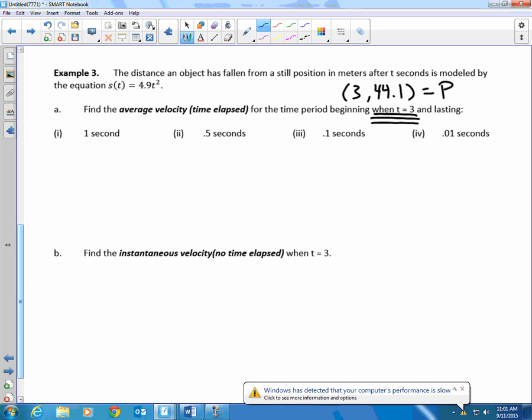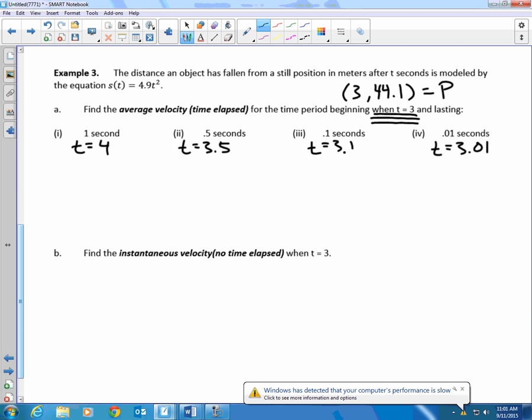Now, if it's at time equals 3 and lasting 1 second, so it's fallen for an additional 1 second, what would be the actual time that we would plug in? 4. So time is equal to 4. If it's falling for an additional 0.5 seconds, what's the actual time? 3.5, 3.1, and 3.01.